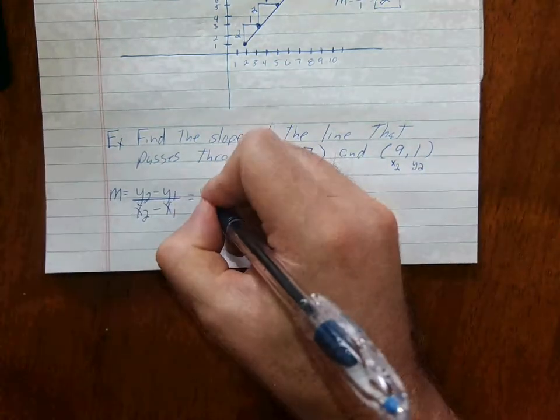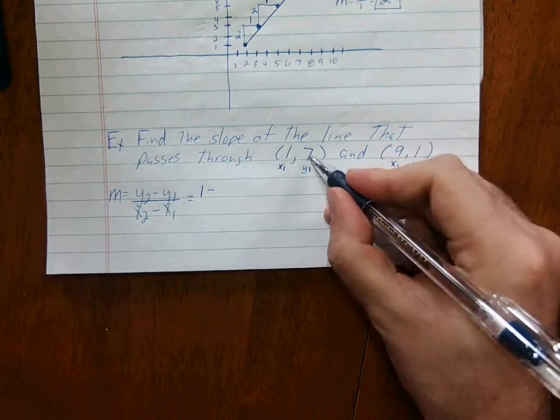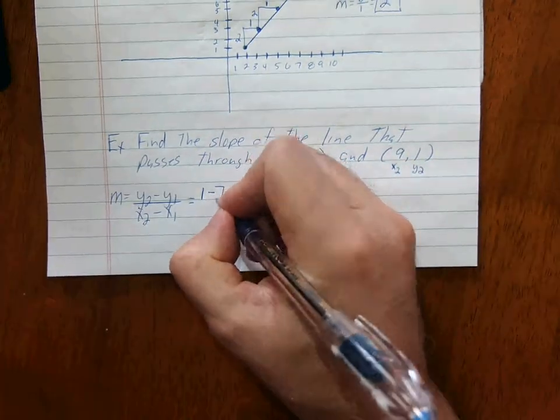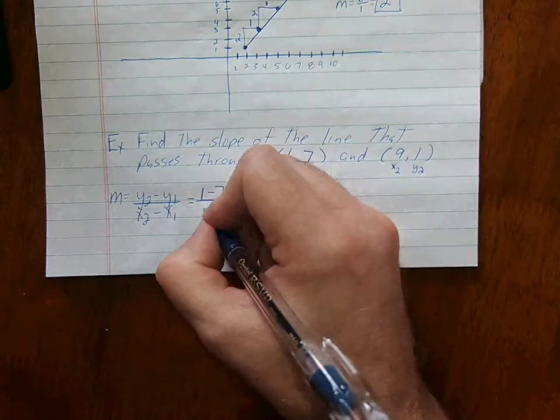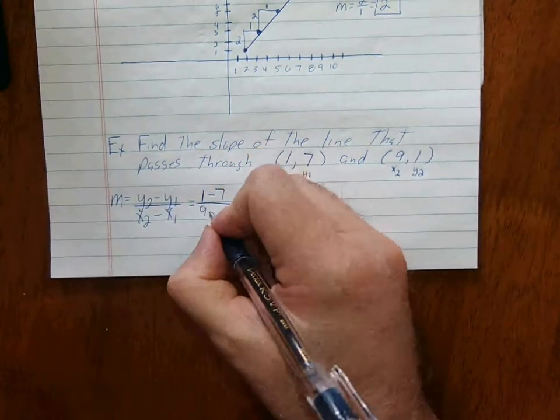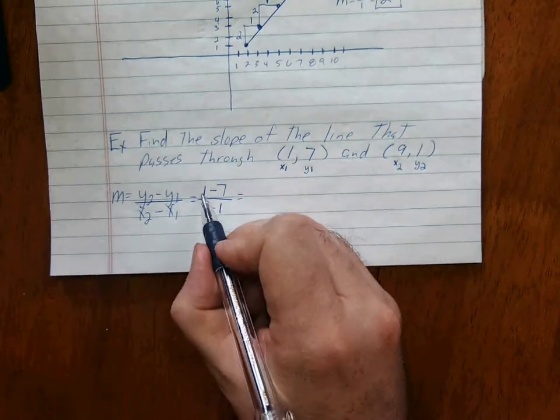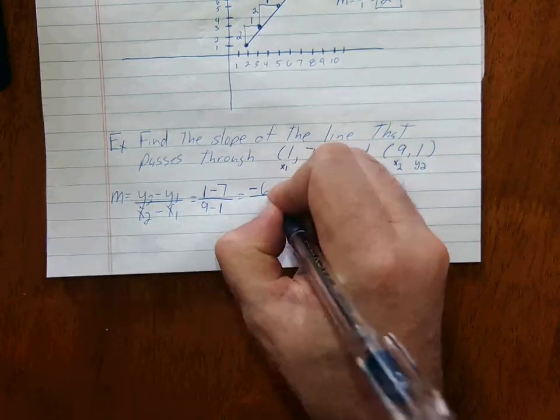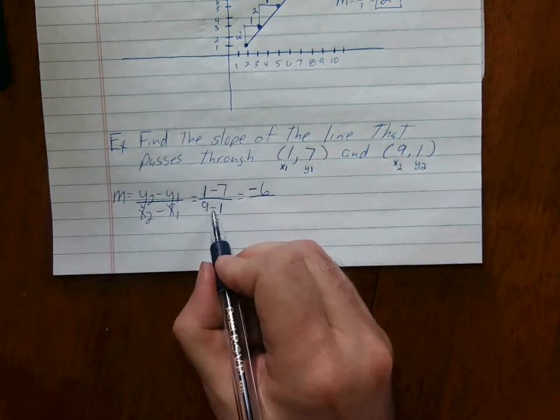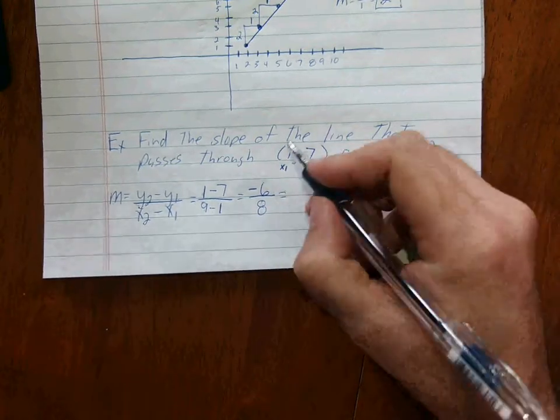So y2 is 1 minus y1, which is 7, over x2, 9, minus x1, which is 1. So then you have 1 minus 7, that'll be negative 6. And then you have 9 minus 1, which is 8.